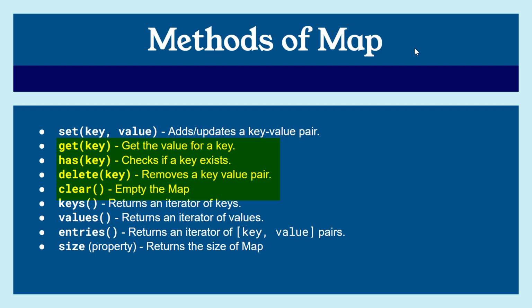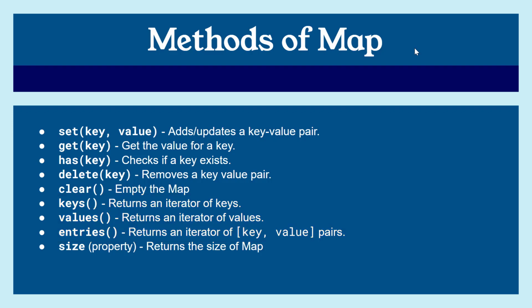And if you want to clear the map, that means if you want to delete the entire map or all the key value pairs, then we can use clear method. And keys, values, and entries are methods to iterate map. If you want to iterate using keys, then you can use keys method. If you want to iterate using values, then you can use values method. And if you want to iterate as a key value pair, then we can use entries method.